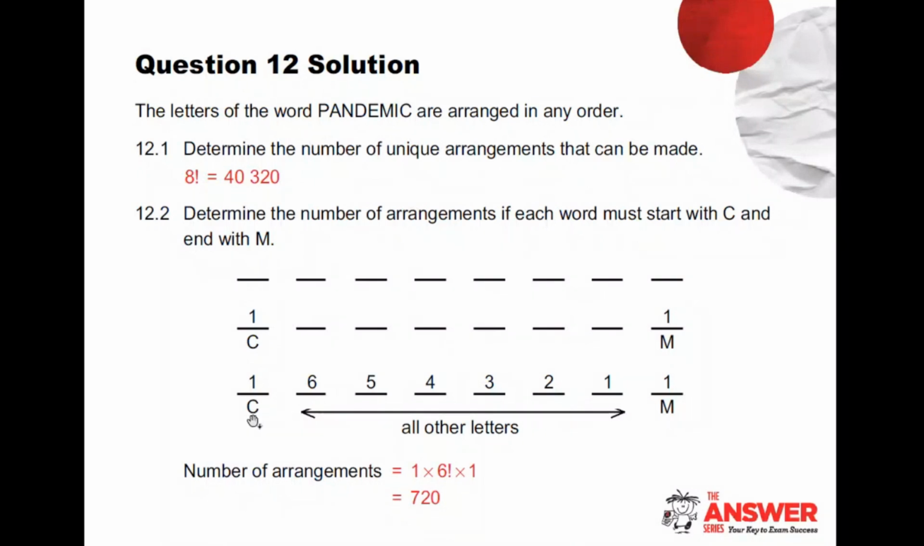So the number of arrangements is 1 in the first slot. 6 times 5 times 4 times 3 times 2 times 1. I can write quickly as 6 factorial times 1 in the last slot. So that gives me the number of arrangements starting with C, ending with M.